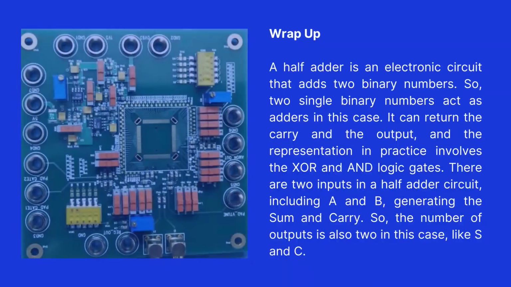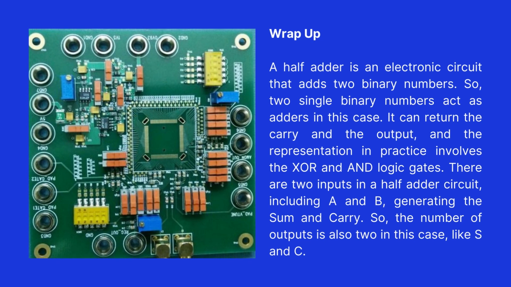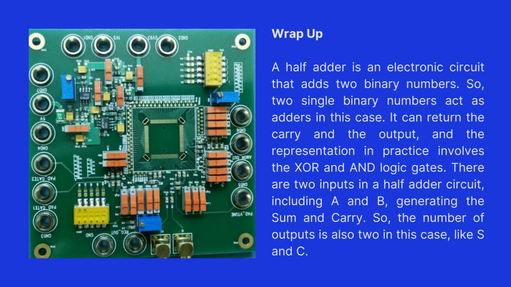Wrap up. A half adder is an electronic circuit that adds 2 binary numbers. So, 2 single binary numbers act as the inputs in this case. It can return the carry and the sum, and the representation in practice involves XOR and AND logic gates. There are 2 inputs in a half adder circuit, A and B, generating the sum and carry. So, the number of outputs is also 2 in this case, S and C.